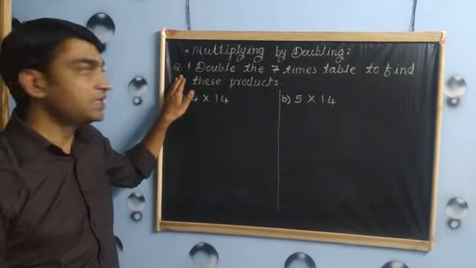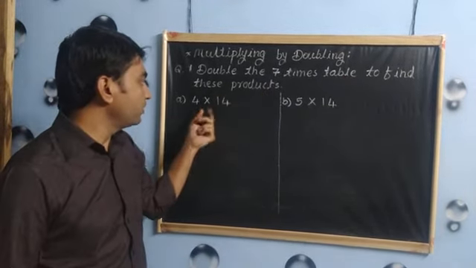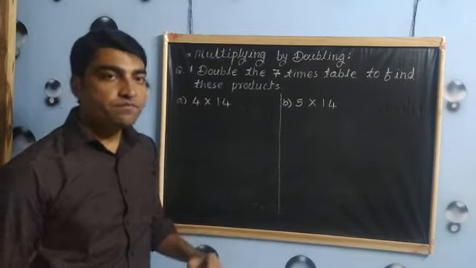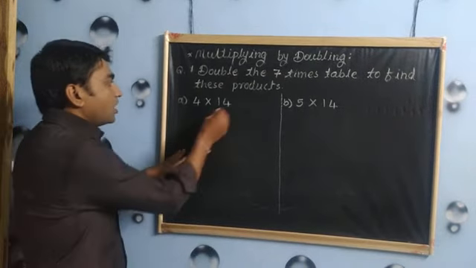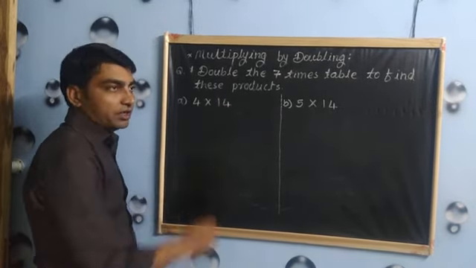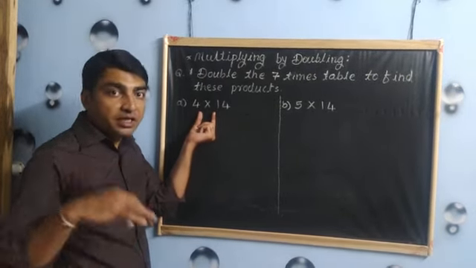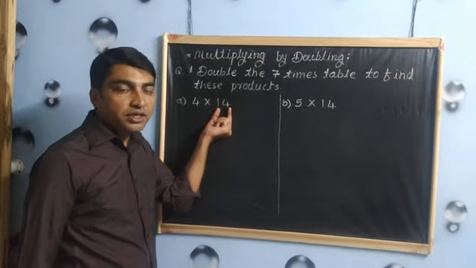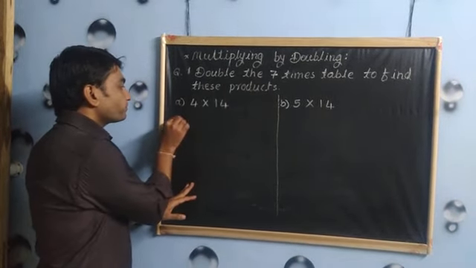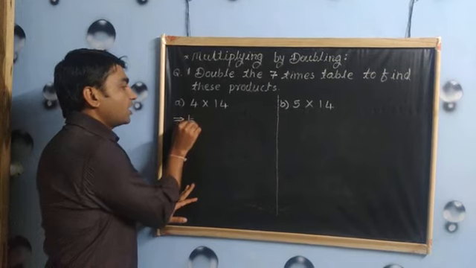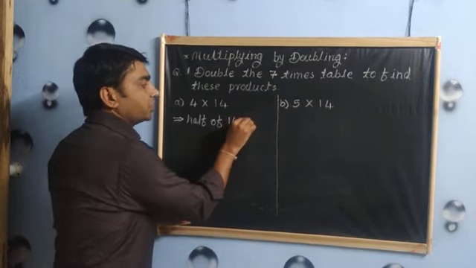In the first question, we will double the 7 times table to find these products. The first sum is 4 into 14. Here we will use the 7's table to find the product. Half of 14 is 7. This method is used to find the answer of multiplication mentally. If you don't know the table of 14, then you can use the table of 7, as 7 is half of 14. So here we will write half of 14 equals 7.